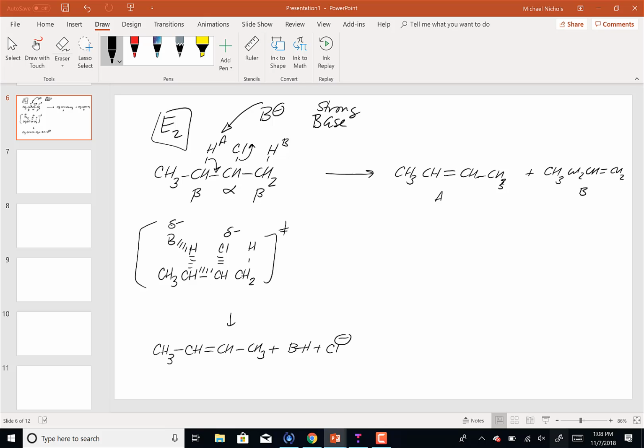So that's what the transition state's going to look like for an E2 reaction. What's going to change is the specific base and the specific molecule. But that's going to be how the partial bonding scheme goes.